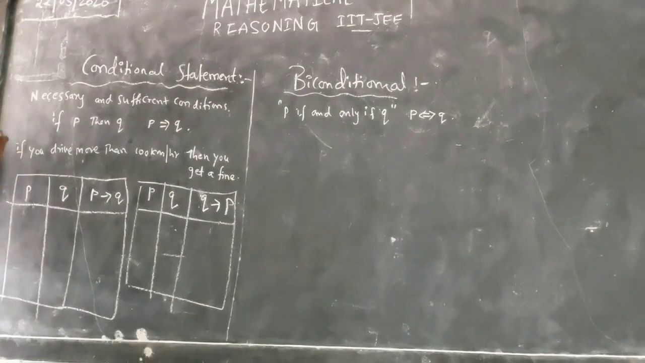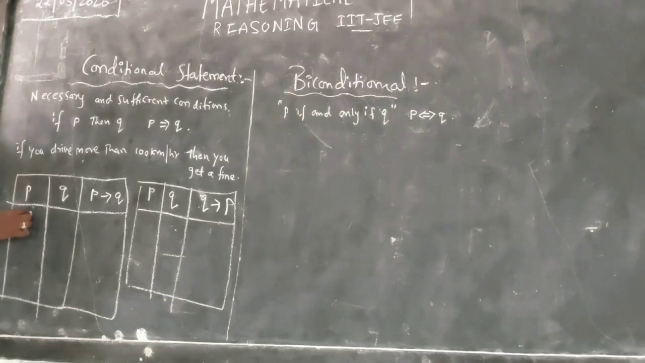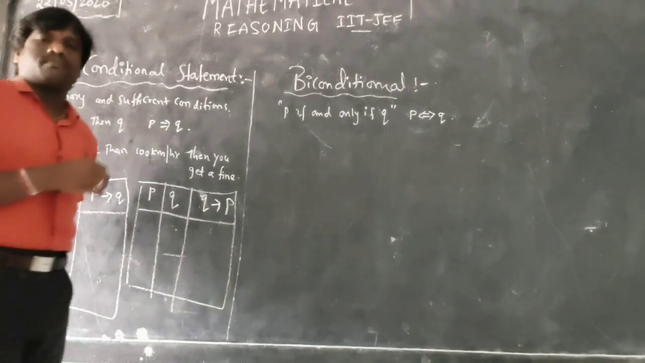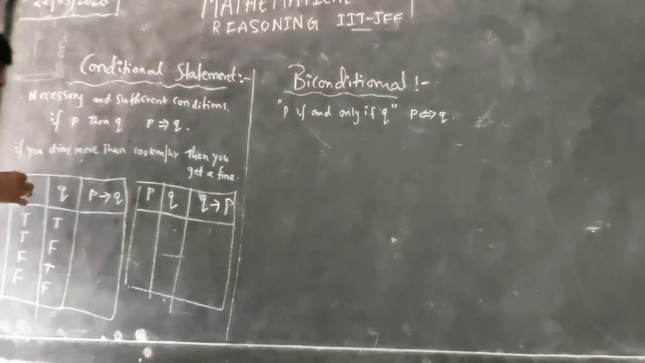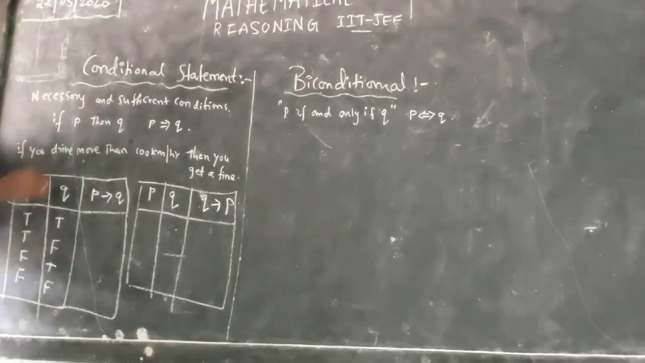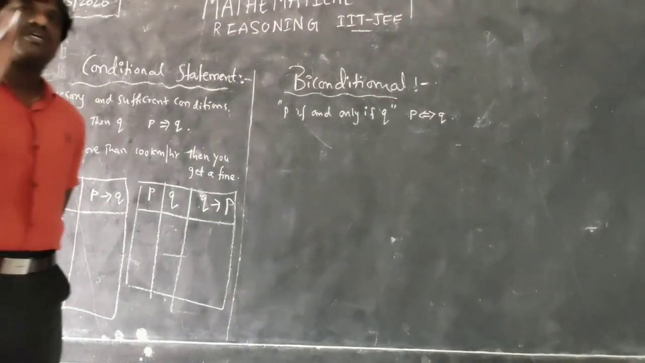Now, what is the truth table of the conditional statement? P and Q are two statements. Let us take the truth values true, true, false, false, true, false, true, false. Now here you have P implies Q, so it goes on the conditional.